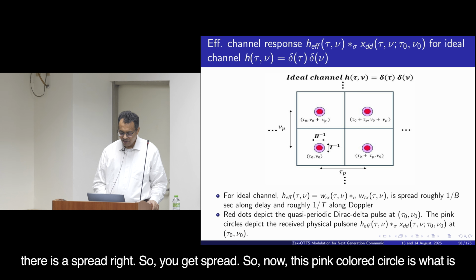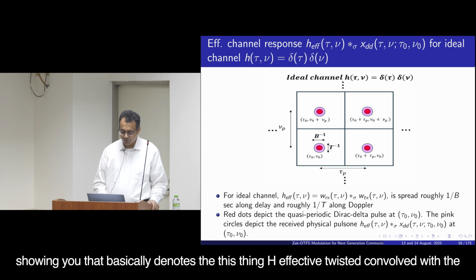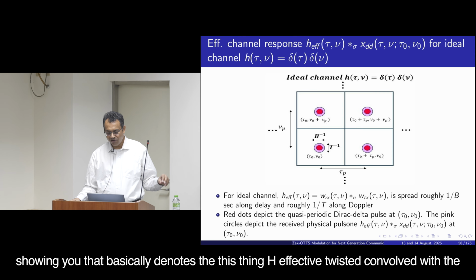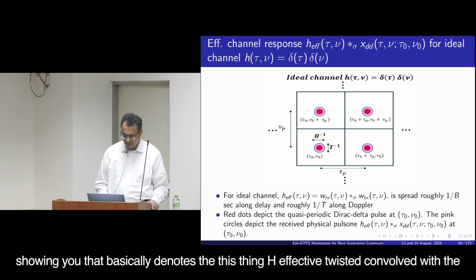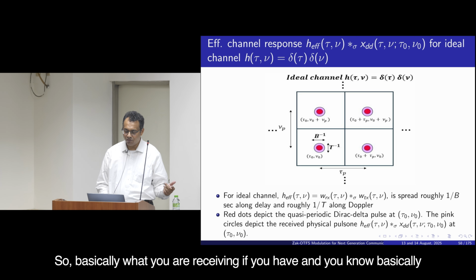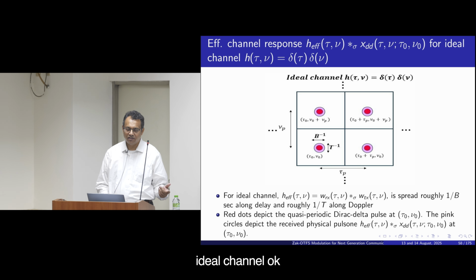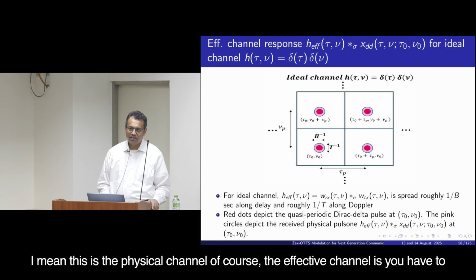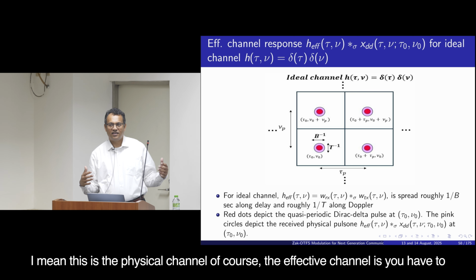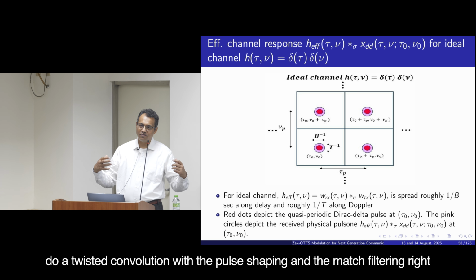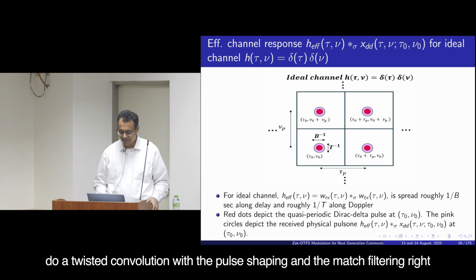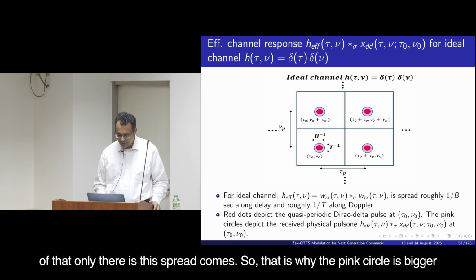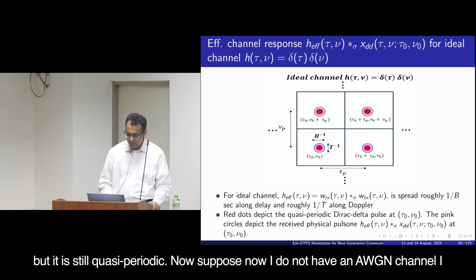So now this pink colored circle is what denotes this thing, H effective two-state convolved with the Dirac delta pulson. So basically what you are receiving if you have an ideal channel. Okay, I mean, this is the physical channel. Of course, the effective channel is you have to do a two-state convolution with the pulse shaping and the match filtering, right. And that is because of that only this spread comes. So that is why the pink circle is bigger than the red dot, but it is still quasi periodic.